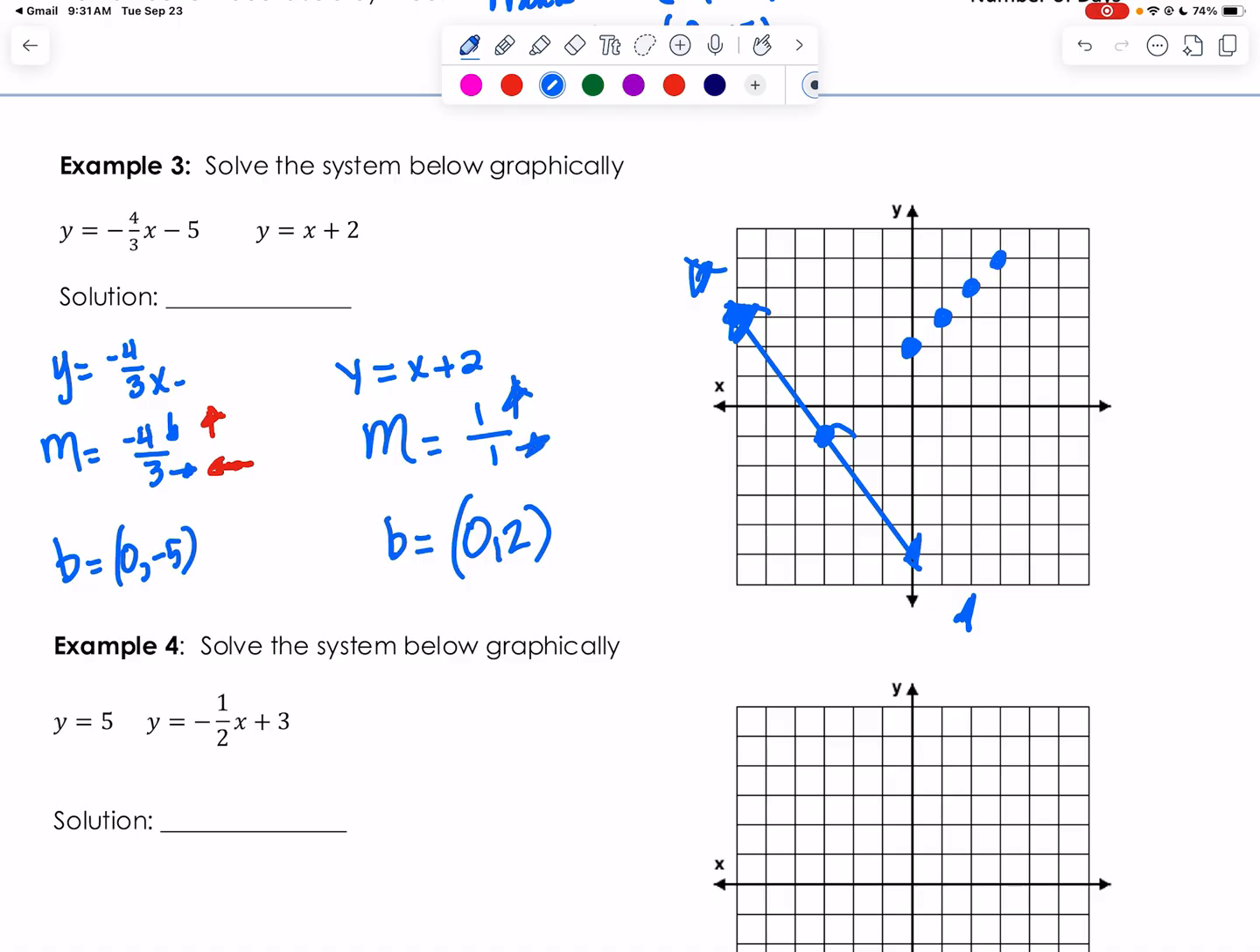Now, do you see if I keep going up 1, right 1, I'll never, ever intersect the other line? But I can go the opposite way. I can go down 1, left 1.